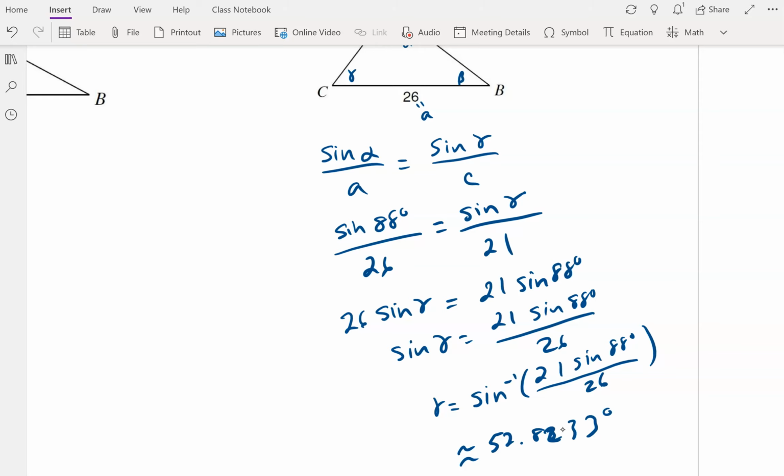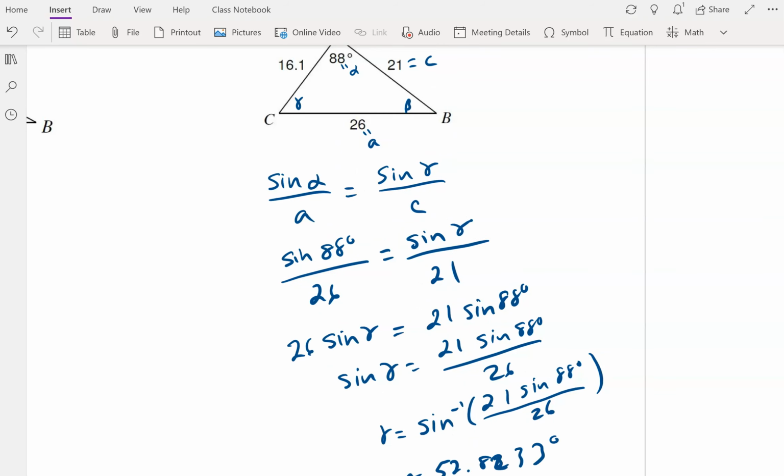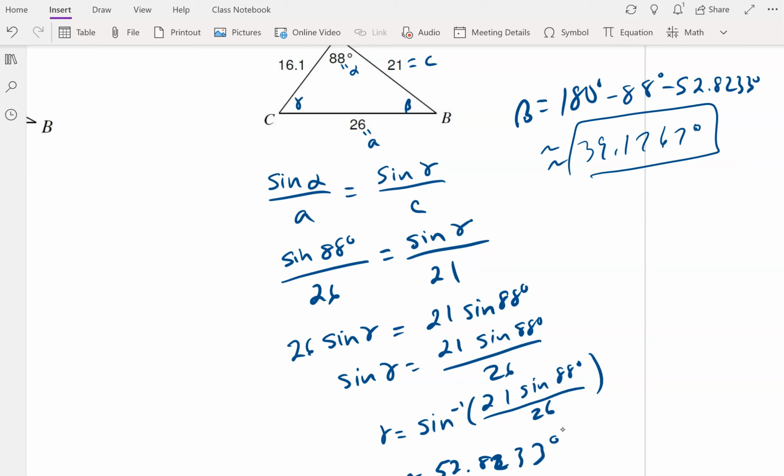So we found our gamma, and now we can find beta. You could find beta using the law of sines again, but there's no reason to. Your beta is going to be the third angle in the triangle. So we know they all have to add up to 180. Alpha was 88. Gamma was 52.8233. Let's see. So this is 92. So you would get 39.1767 for our last one. So we found those two pieces of information that were left. Questions on that one at all?